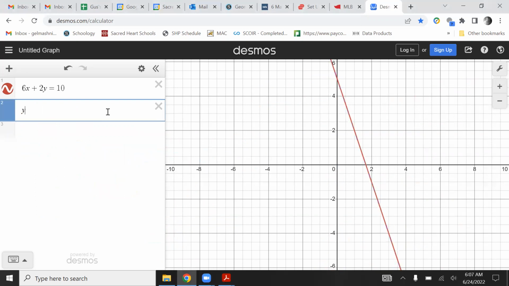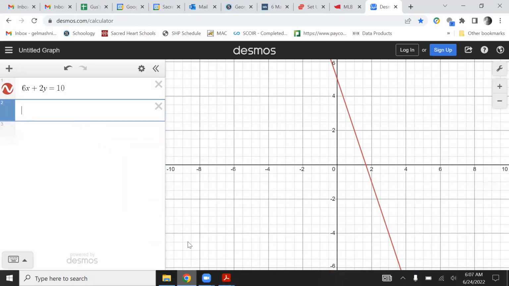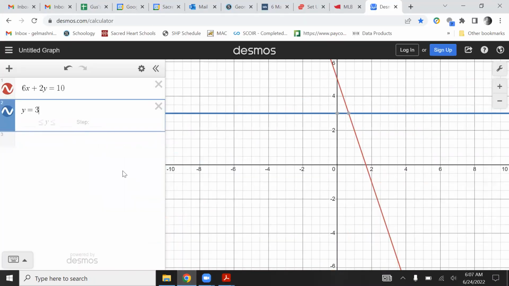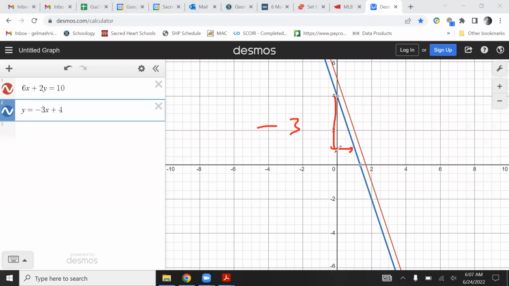But if I were to type in the other equation, y equals 3x plus 4, there we go. Those are not parallel, obviously. Those are touching, in fact, at that point right there. If I did this, now they're parallel because they have the same slope. They're rising and running the same way, right? See how this goes down 3, right 1, down 3, right 1.